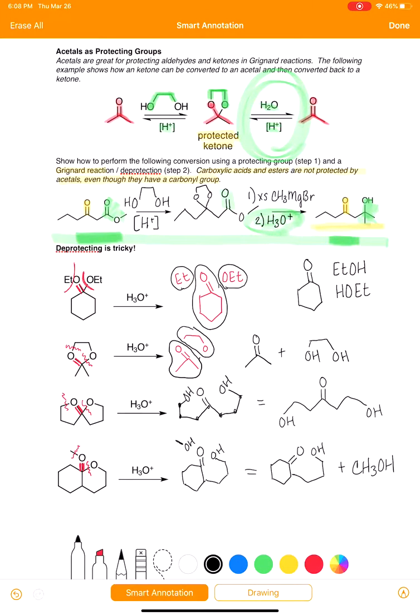CH3OH, I'm more comfortable with than writing this line notation for methanol. That just weirds me out. So this one we ended up with two products.